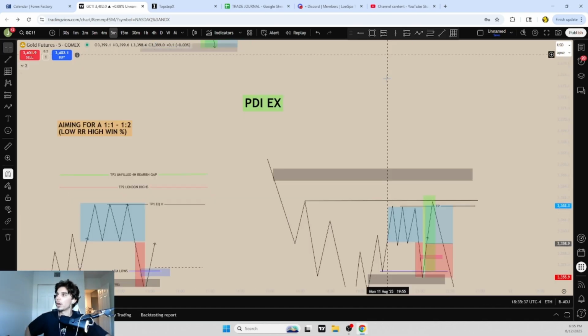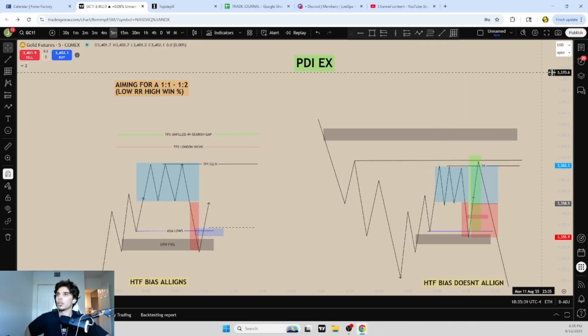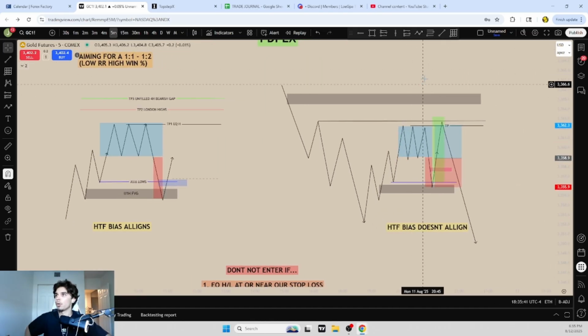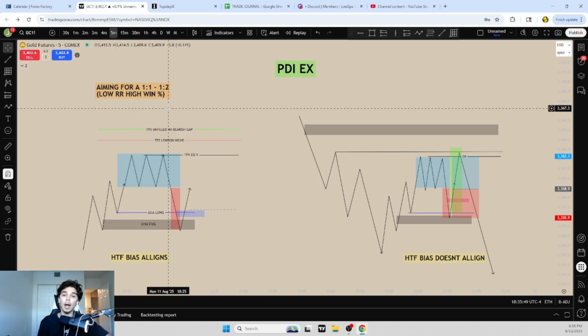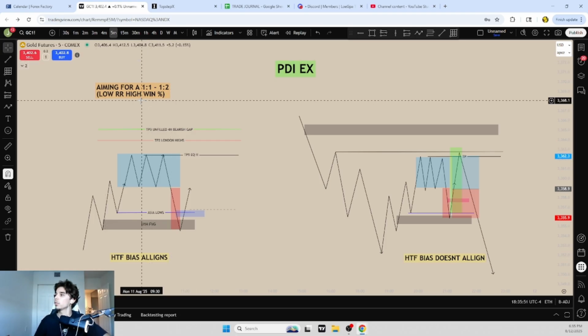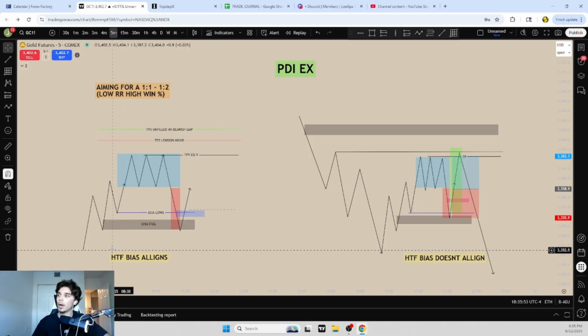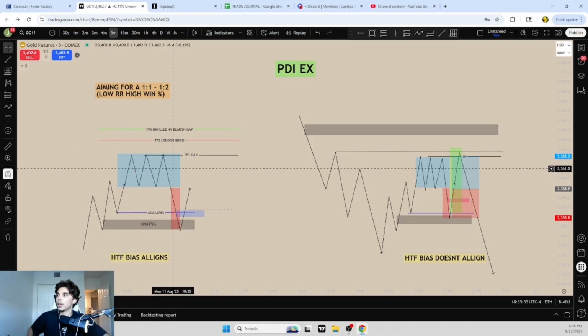So moving on over to our example, and I know we learned all this yesterday, but let's just go over it one more time before we continue, right? So what are we typically aiming for? Just a 1-to-1 or 1-to-2 RR, right? Low RR, high win rate. That's all we want.